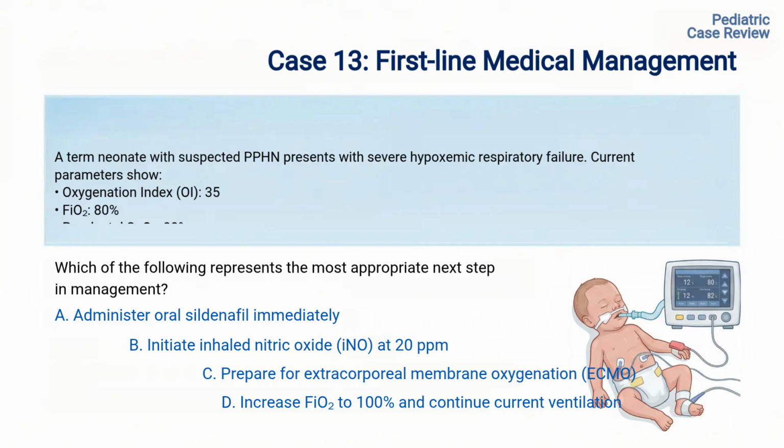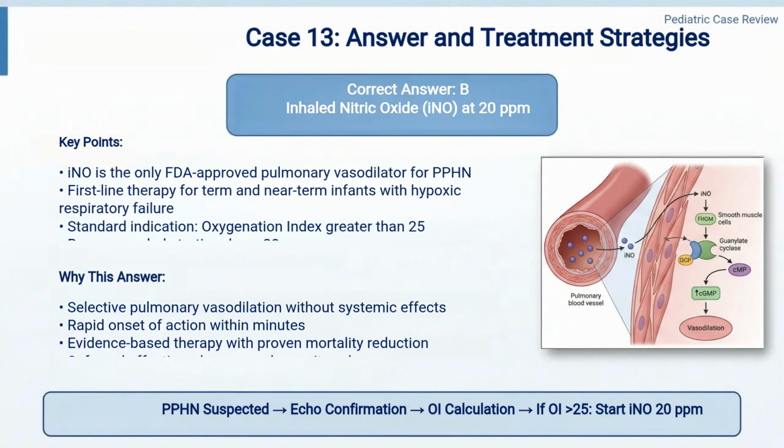Option C, prepare for extracorporeal membrane oxygenation. Option D, increase inspired oxygen fraction to 100% and continue current ventilation. The correct answer is option B, initiate inhaled nitric oxide at 20 parts per million.